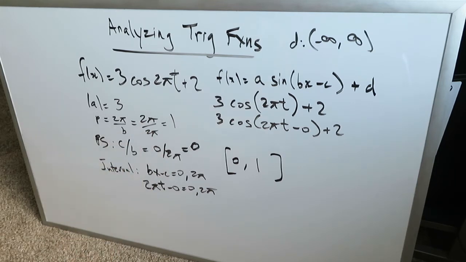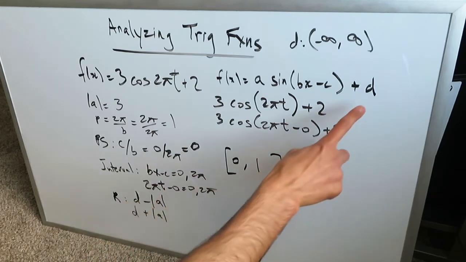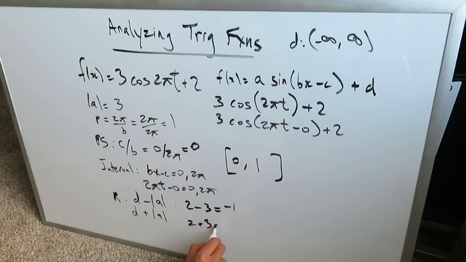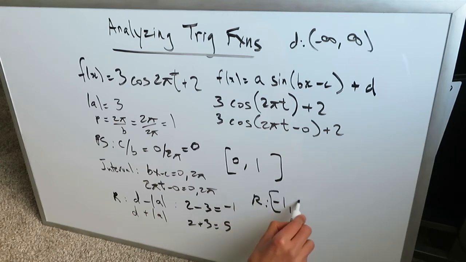We want to be looking next at the range. Remember, the range represents the height, the lowest to the highest point on the curve, and I showed you how we can do that. You just do d minus the absolute value of a. Here I'm not capitalizing a. And you can do d plus the absolute value of that a. Plug in these d values. What do we get? Our d value here is a 2. We get 2 minus 3, which is my amplitude. What do I get? A minus 1. And then I get 2 plus 3. What do I get? A 5. So what's my range? My range is going to extend from minus 1 all the way up to 5.